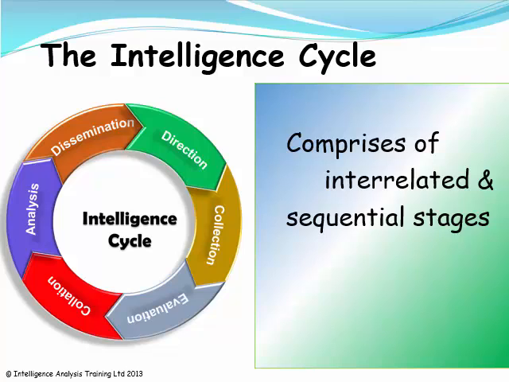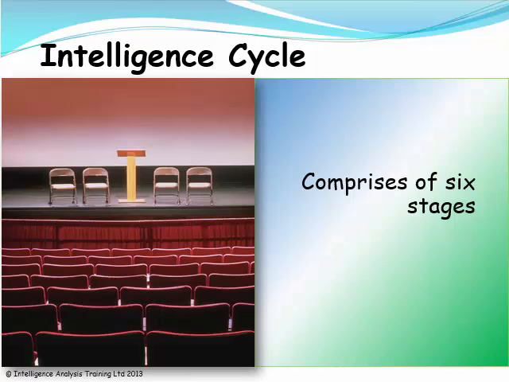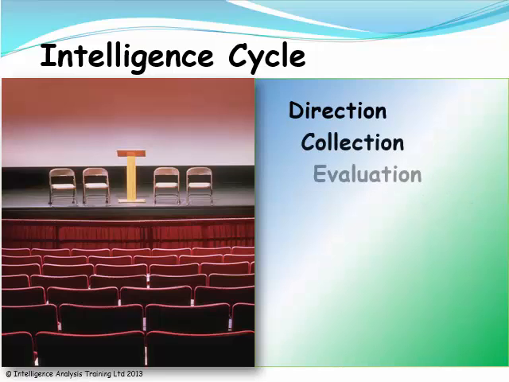The number of stages depicted in the model varies between 4 and 7, notwithstanding that the differences are substantially cosmetic. Examination of the various versions of the model actually reveals more commonalities than differences. Very often component parts are merged or combined, simplified or complicated. For our purposes, the intelligence cycle comprises 6 stages. They are direction, collection, evaluation, collation, analysis and dissemination.